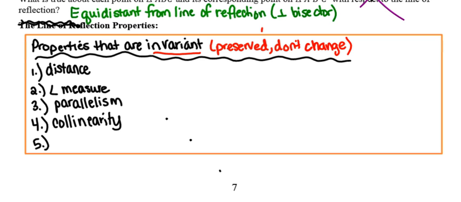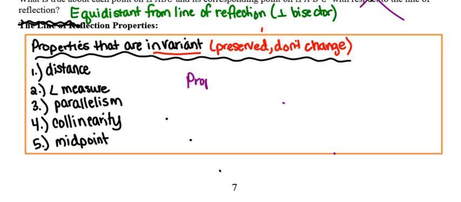And then the last thing that's preserved is midpoint. If you have something that's the midpoint in the pre-image, then that's also going to remain the midpoint once that object is reflected. There's one property, however, that is not preserved.